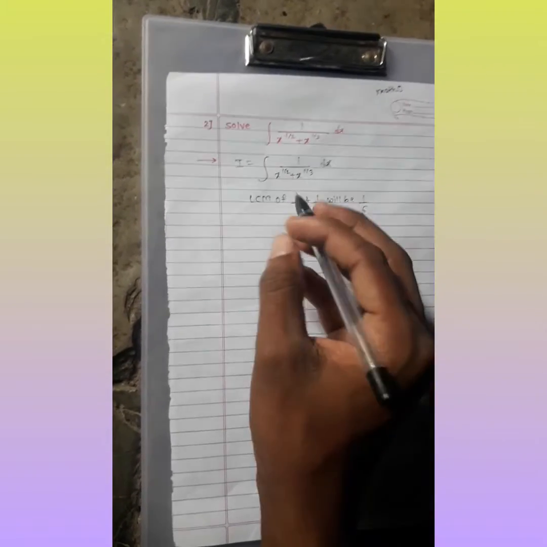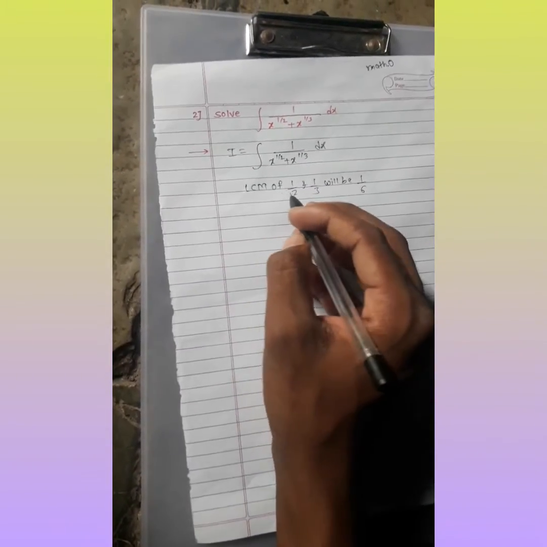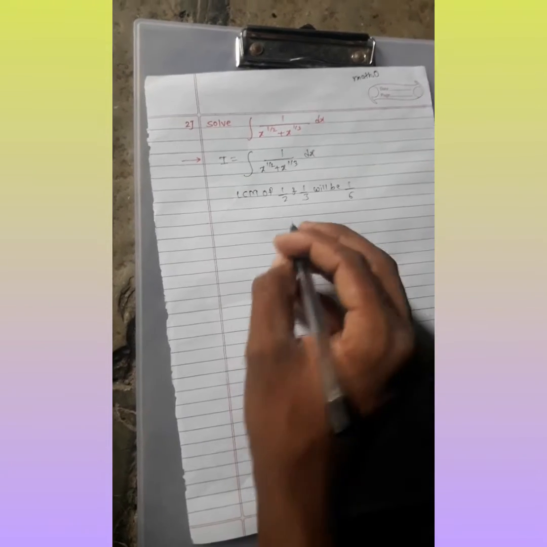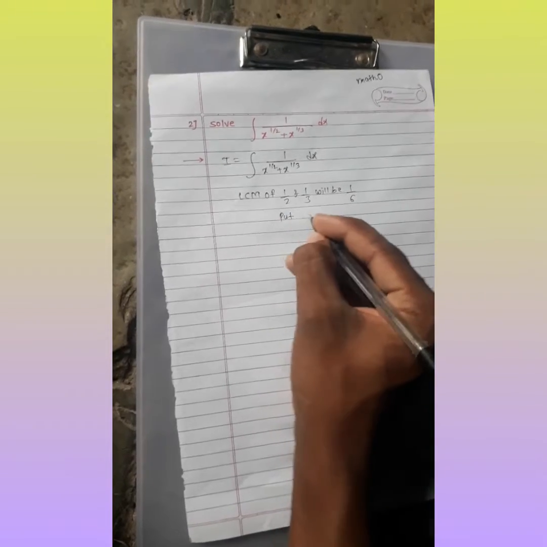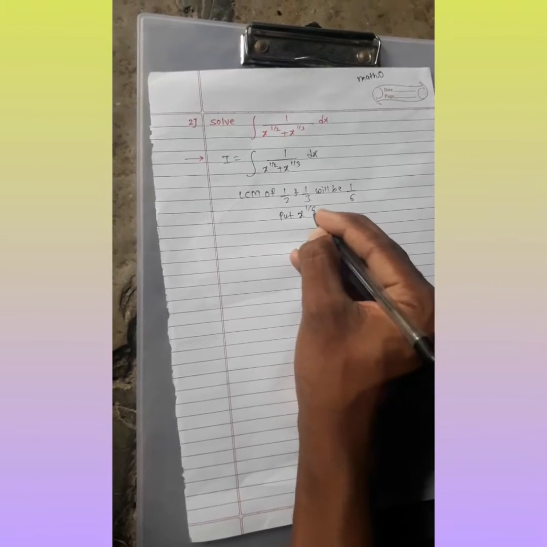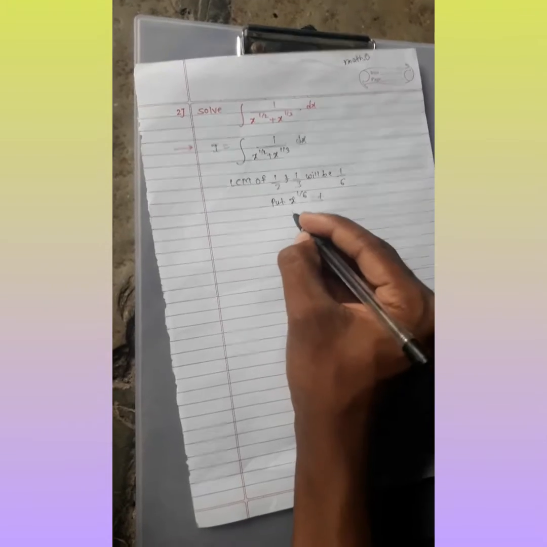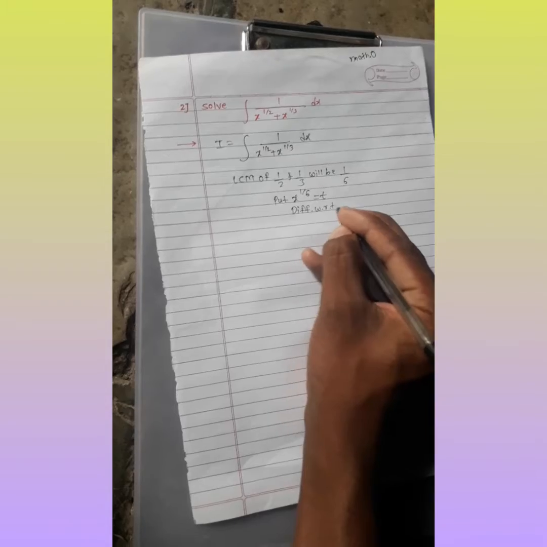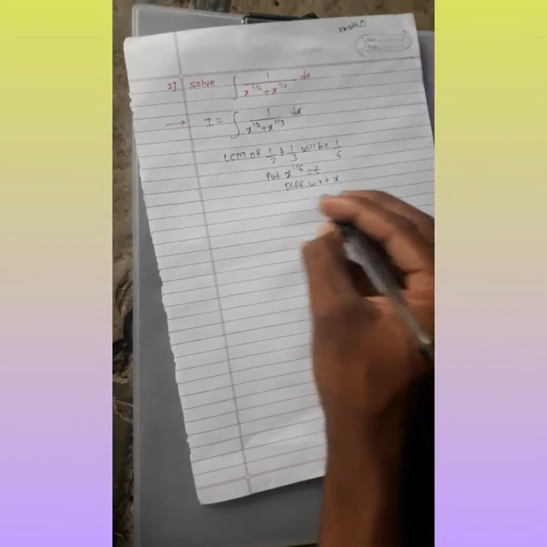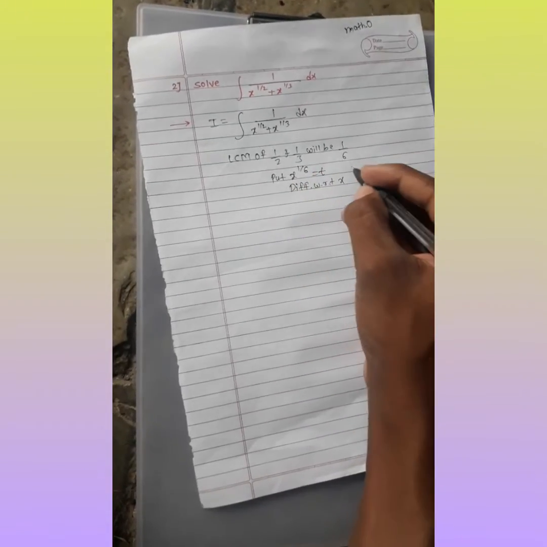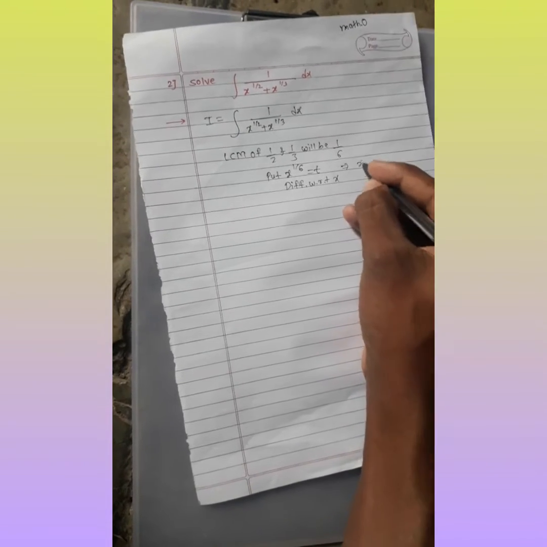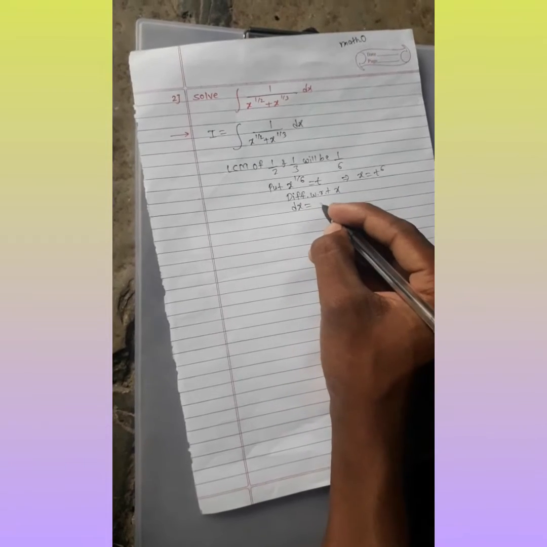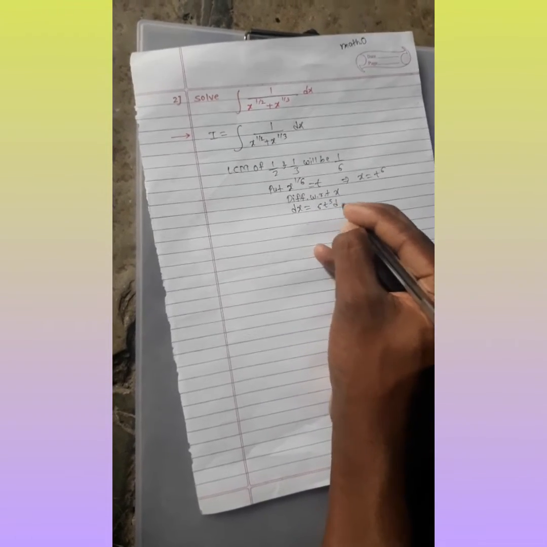Okay, so coming to the problem, we have taken the LCM of 1 by 2 and 1 by 3, which comes as 1 by 6. So now we will put x raised to 1 by 6 equal to t. Now differentiating with respect to x. Before that we will simplify this, that is x is equal to t raised to 6. Now differentiating with respect to x, dx is equal to 6 t raised to 5 into dt.